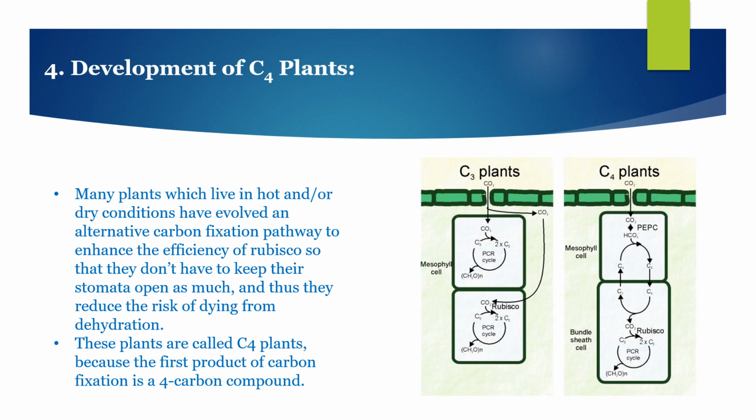The development of C4 plants. Many plants which live in hot or dry conditions have evolved an alternative carbon fixation pathway to enhance the efficiency of Rubisco so that they don't have to keep their stomata open as much, and thus they reduce the risk of dying from dehydration. These plants are called C4 plants because the first product of carbon fixation is a 4-carbon compound.